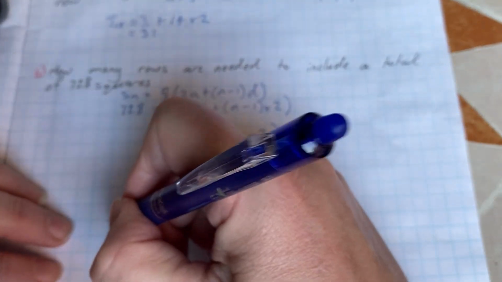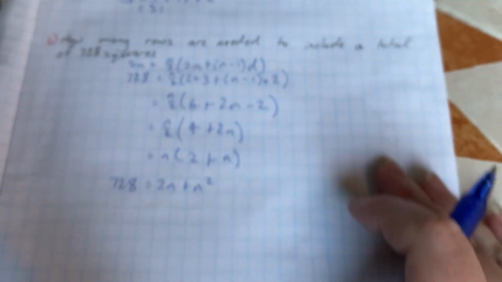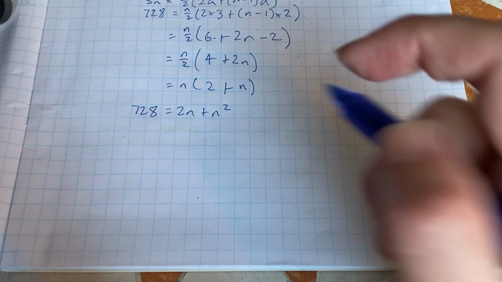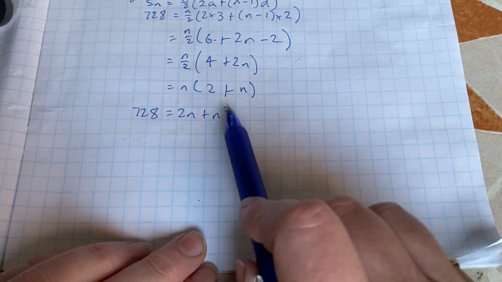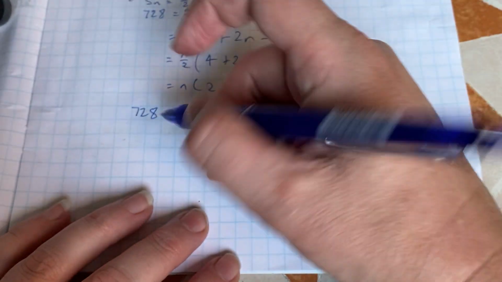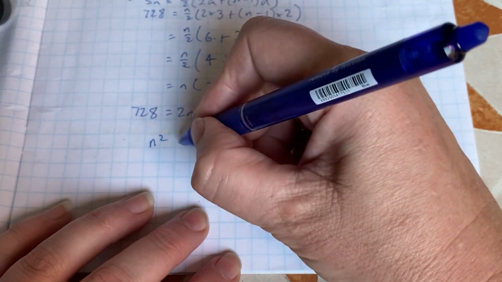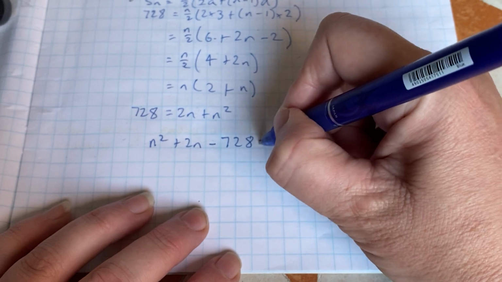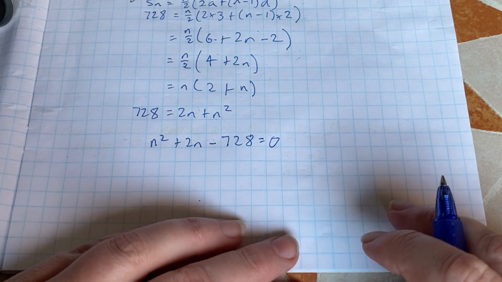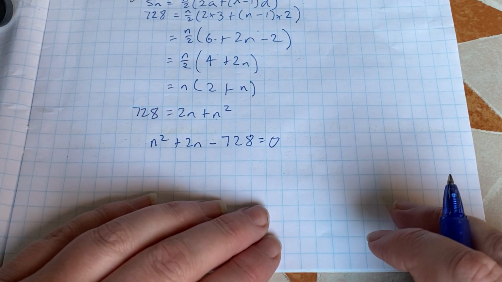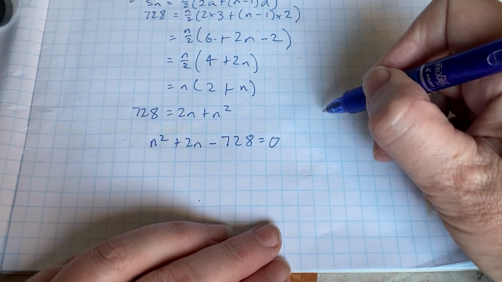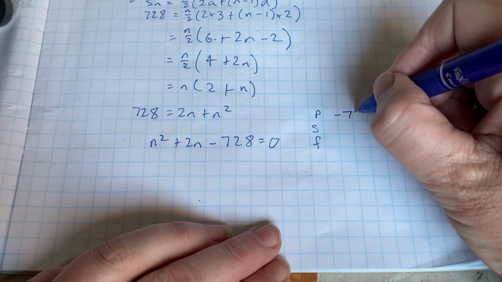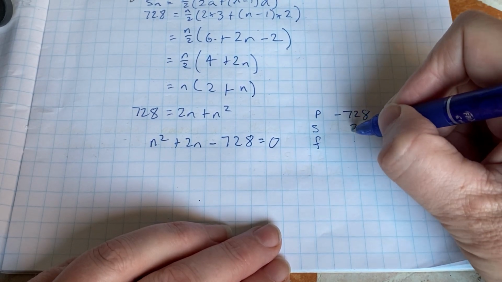And that equals 728. Now remember, for a quadratic, we need to get everything onto one side. So let's take it all to the right, because that's where the n squared term is positive. So I'm just going to rewrite this: n squared plus 2n minus 728 equals 0. Now you could complete the square, you could put it into the quadratic formula. I'm going to just do the whole PSF process. So our P is negative 728, our S is 2.